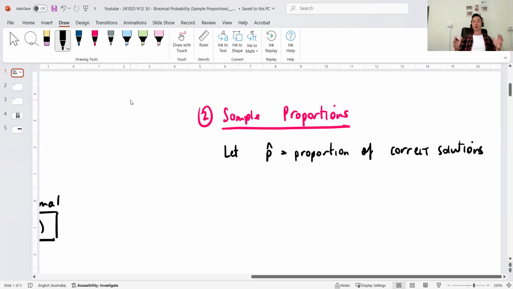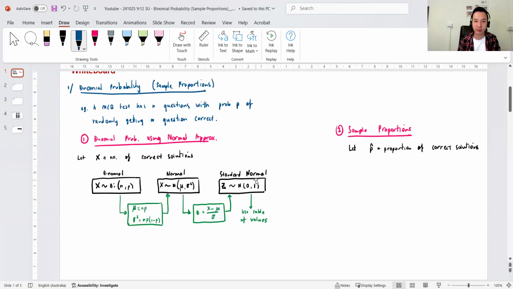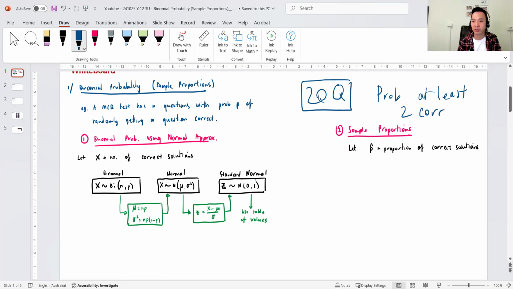So I'll give you an illustrative example. Let's say there are 20 multiple choice questions. What's the probability of at least 2 correct, if that was the question? If I was to do it under binomial probability, I would define the probability that x is greater than 1. At least 2 means greater than 1. That's how I would do it.